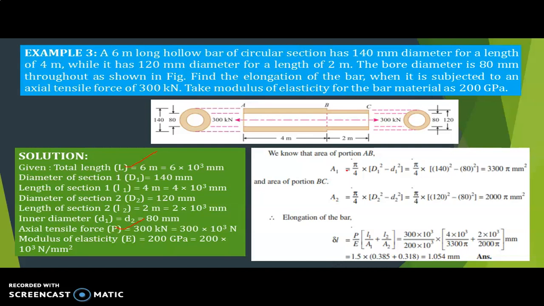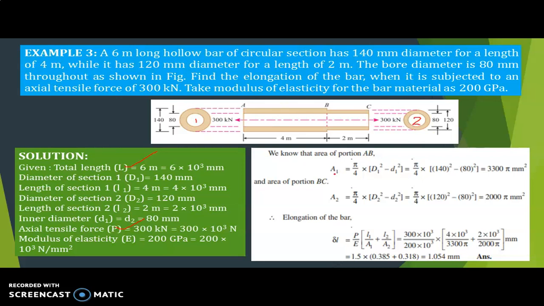This is a hollow circular section. So for a hollow circular section, what is the area? Pi divided by 4 into capital D square minus small d square. Here capital D is D1. There are two sections here, right? One section is of 140 mm external diameter and 80 mm internal diameter. The other is a cross section of 120 mm outer diameter and 80 mm inner diameter. So this is section 1 and this is section 2.